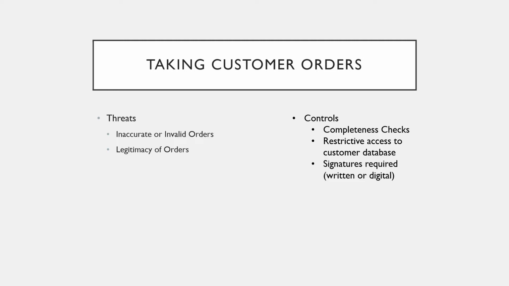A couple ways to combat those threats is by putting a couple of controls into place. One of those controls being completeness checks. Completeness checks allow the company to automatically, through the software, require customers to verify their order before they place the order and pay for it. Also, it requires them to make sure that their address is right, that their name and everything else is right as well.